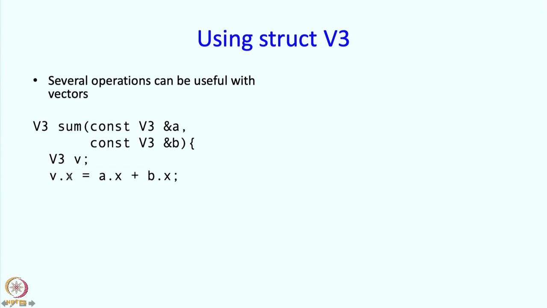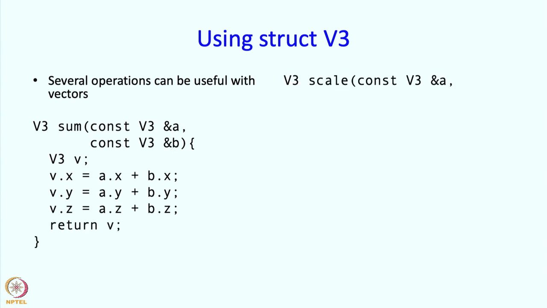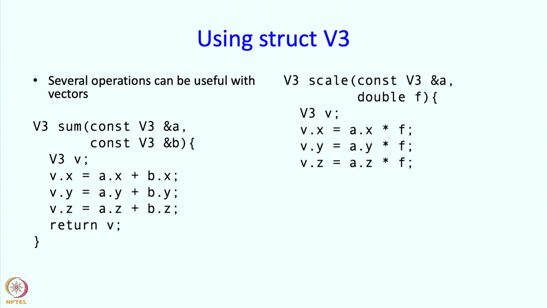So, what is the result going to look like? Well, its x component is going to be the sum of the x components of these two objects. Okay. Similarly, the y, similarly the z. Okay. Then you could have a scaling operation, which takes a vector and a scale factor and simply multiplies the scale factor with each of the members, and so the resulting vector is going to be returned. As you remember, this operation is going to return this vector, that means the values will get copied in some suitable place in the calling program.